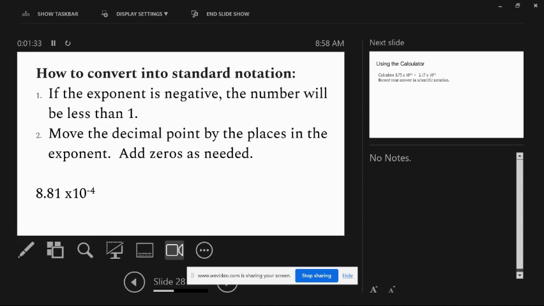Then we talked about converting into standard notation. We said that if this is a negative exponent, then we're going to move the decimal to the left. So I'm going to move it left 4 places. So 1, 2, 3, 4. This is where my decimal will be relocated, and I'm going to put zeros there. So if I were to rewrite this number, it would be 0.000881. And that's how I would relocate that and get that into standard notation. You are going to have to do this all year long, so make sure that you are very comfortable with this.